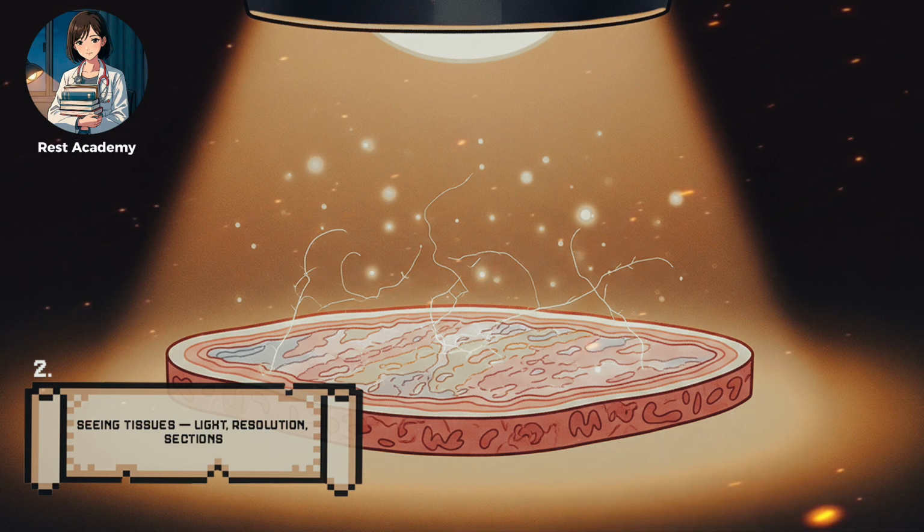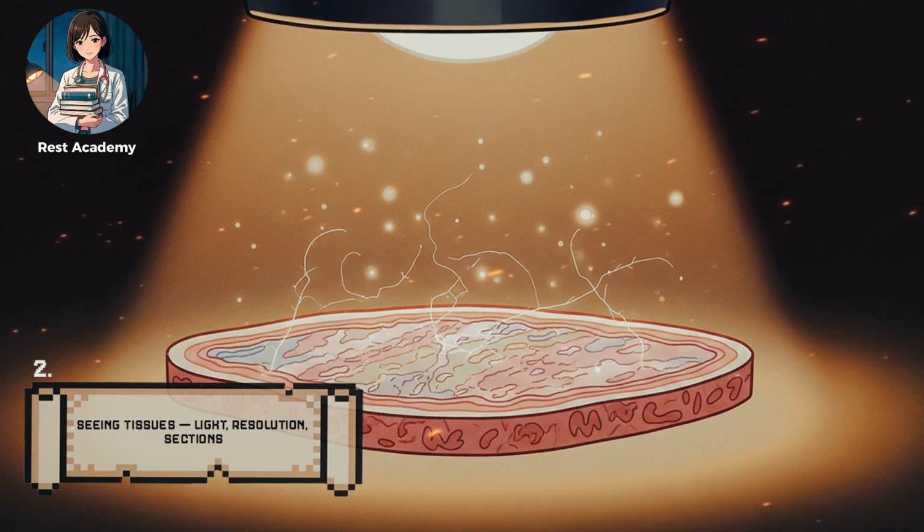Sections float on a warm water bath to relax wrinkles, then settle onto a glass slide. Heat adheres the tissue and smooths remaining ripples. Because paraffin repels water and most stains are water-based, the section must be deparaffinized and rehydrated in reverse. Xylene or substitute removes wax, descending alcohols reintroduce water, and the tissue becomes ready to accept dyes. After staining, dehydration and clearing return. A drop of mounting medium goes on, and a cover slip seals the preparation.